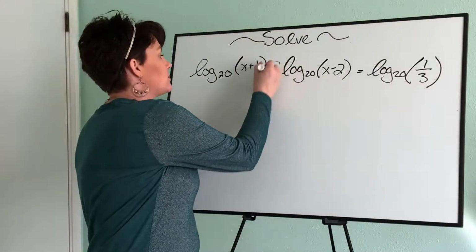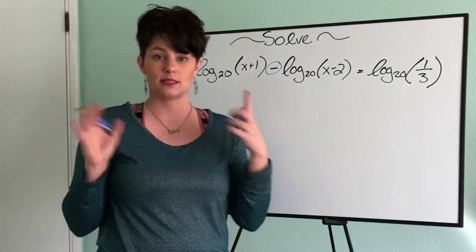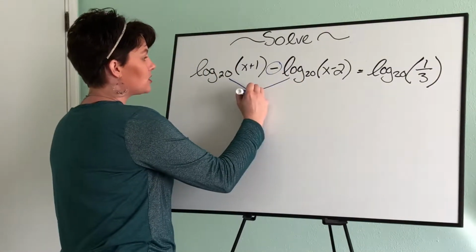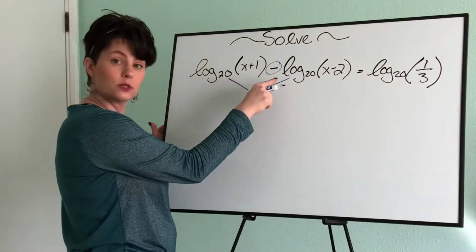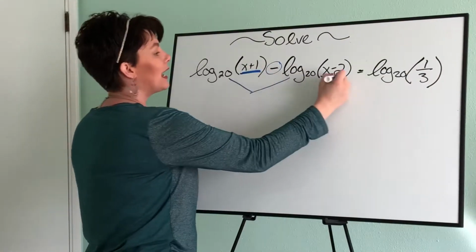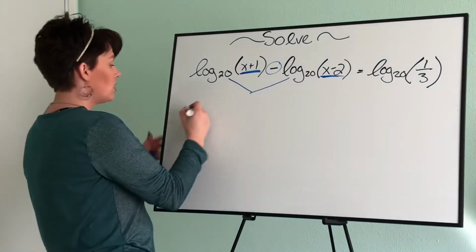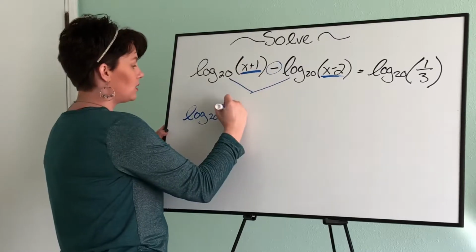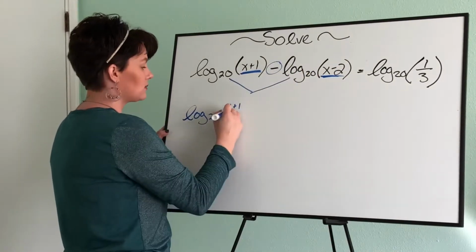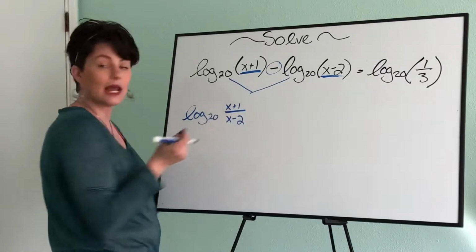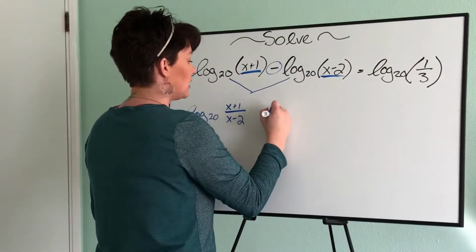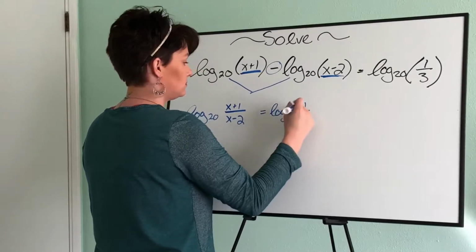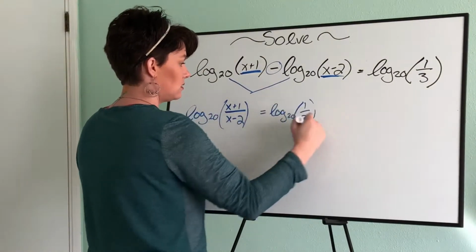So here we see that we are subtracting 2 logs from each other. That's the subtraction quotient property. So we need to combine these logs together first. And when we're combining logs through subtraction, we're going to be dividing what I call the answer to the log. So that's going to make log 20 and then x plus 1 over x minus 2. So now it's combined and then equals the log 20x. Log 20 1/3. Put parentheses around these.